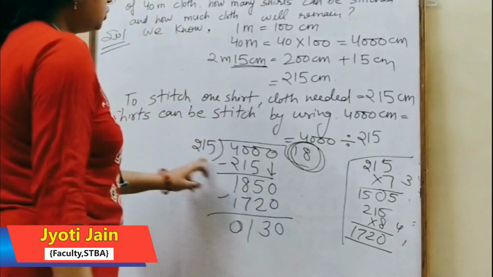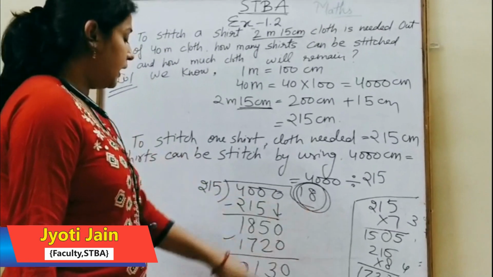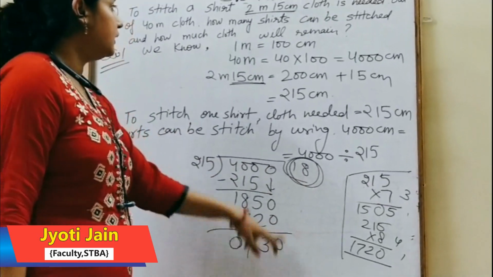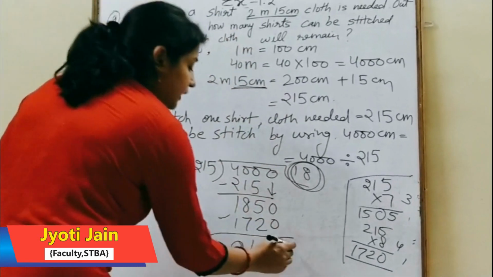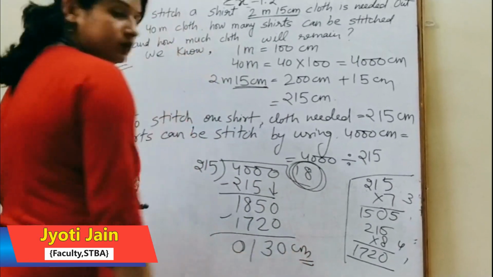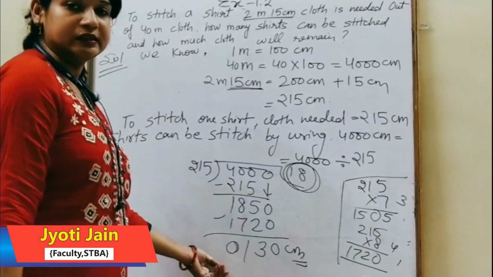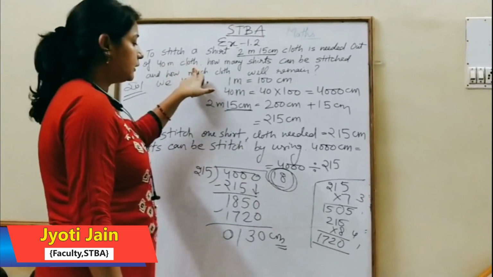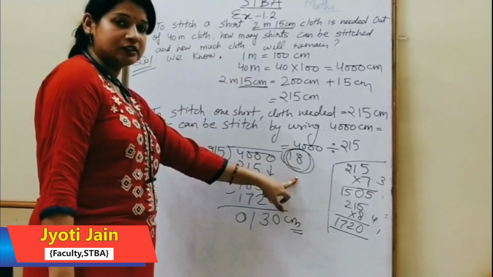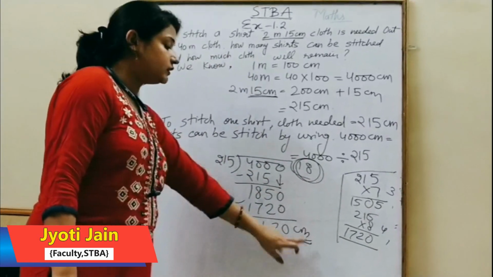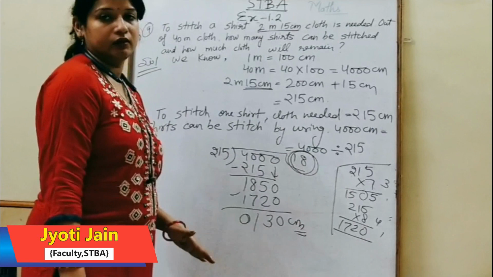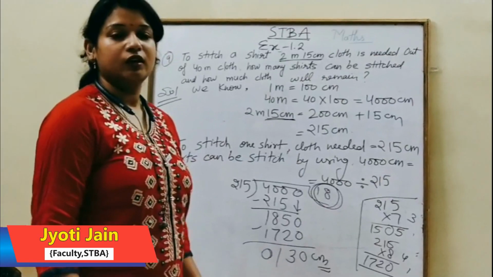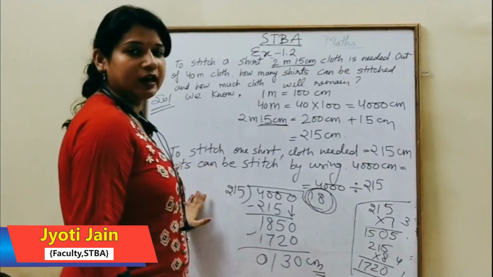So 18 shirts can be stitched and 130 cloth will remain. This one is in centimeter. This is the remainder. This one is in centimeter. So our final answer is that by using 40 meter cloth, 18 shirts can be stitched and 130 centimeter cloth will remain. Okay? Okay, this is all for today's class. Thank you.